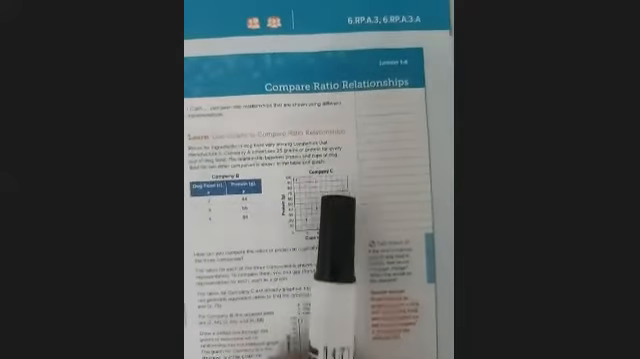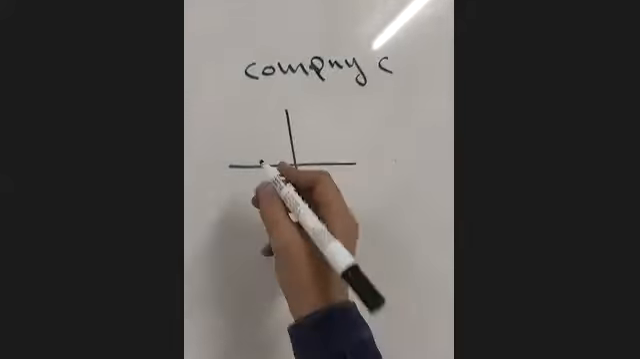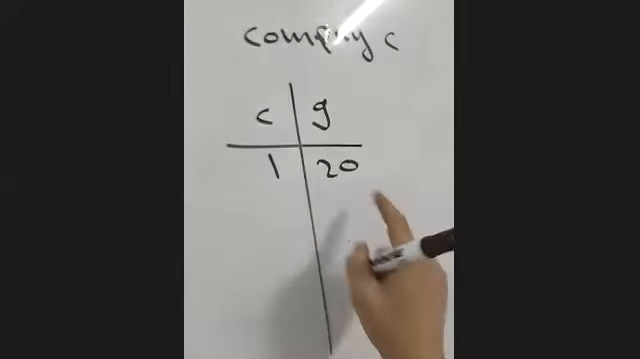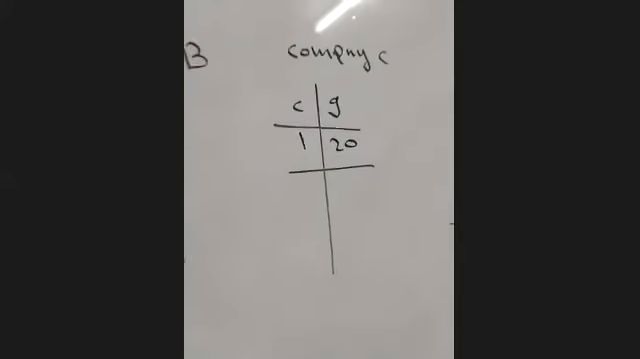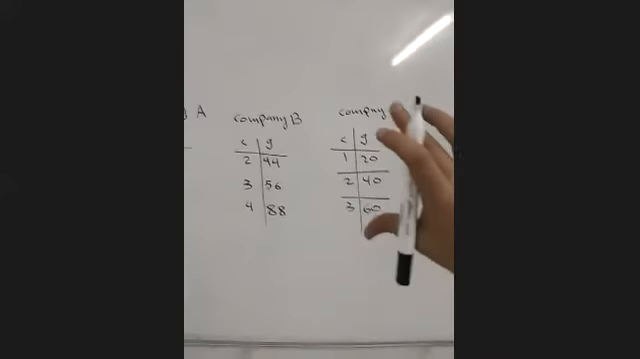Now company C, I want to turn this graph into a table. Look at the first point here down. See this point? What's the x-axis of it? 1 with what? 1 with 20. So look here what I will write. Here the cups, here the grams. 1 with 20. The second point here, 2 with 40. I will write 2 with 40. The third point, 3 with 60. Now look here. The table of C is ready.